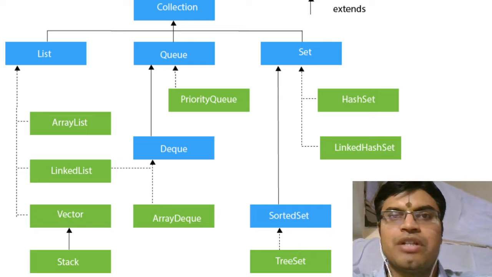Today we're going to start off with a topic called Stack. We're going to talk about the Stack class. As you can see in the diagram, under the Collection interface on the top, there are three interfaces called List, Queue, and Set. And under the List interface, we have ArrayList, LinkedList, Vector, and Stack. So today we're going to talk about the Stack class.